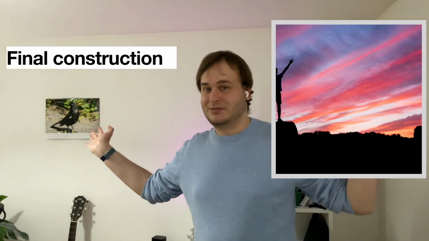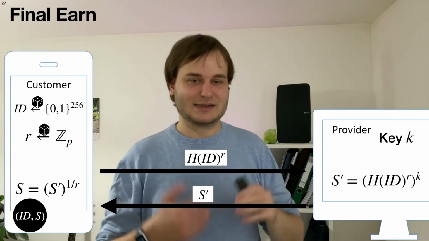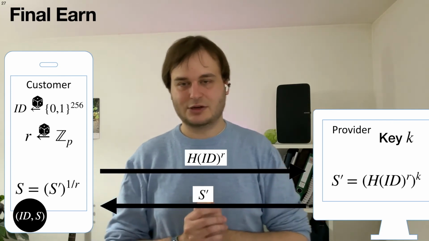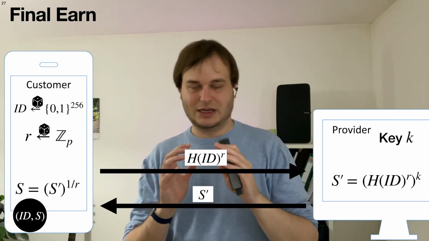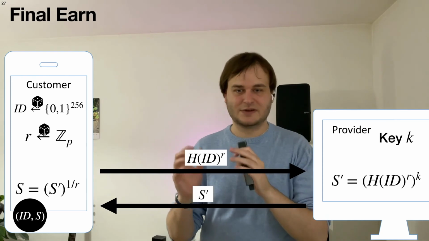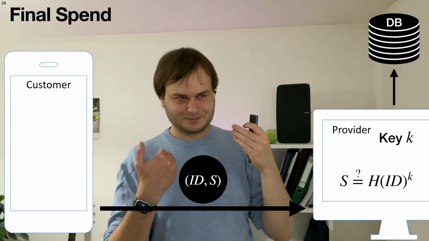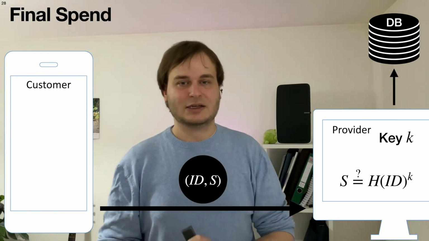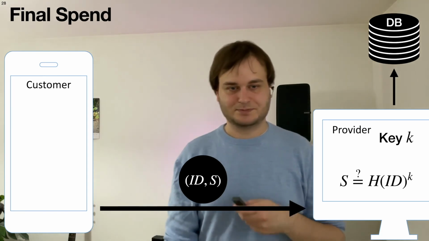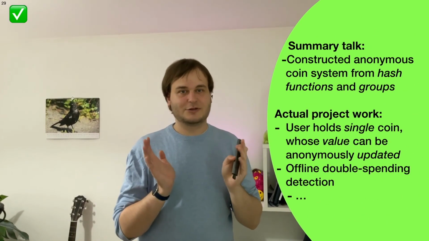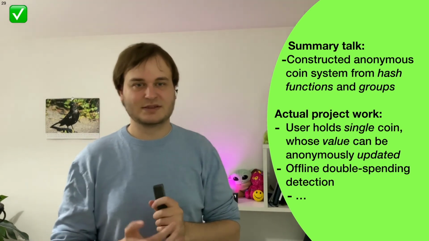Alright, and that's actually already it. This is the final construction that we have for this, or at least the final simplified construction that we have for this talk here, which nicely combines the hash function and the group world, where the whole group stuff allows us to blind and unblind things, and the hash makes it so that we actually broke this algebraic dependency that made it possible for users to just come up with their own coins. All right, so to summarize, we've constructed an anonymous coin system from hash functions and discrete logarithm style groups.